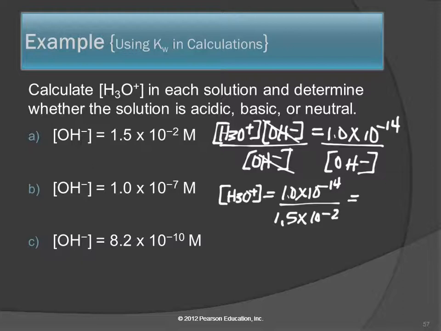So the numerator there is 1 EE minus 14, divided by 1.5 EE minus 2. And we come up with 6.7 times 10 to the minus 13. And the unit on that will always be molarity. Did you get that number?